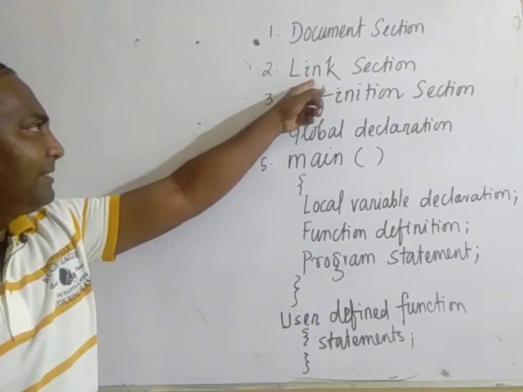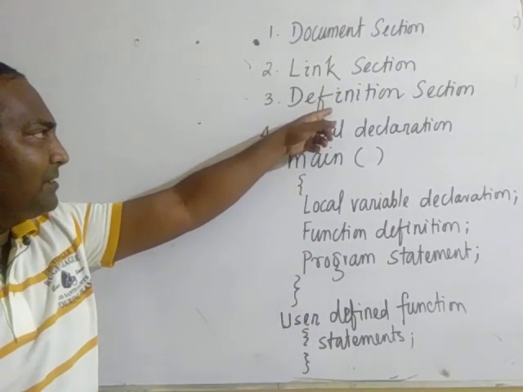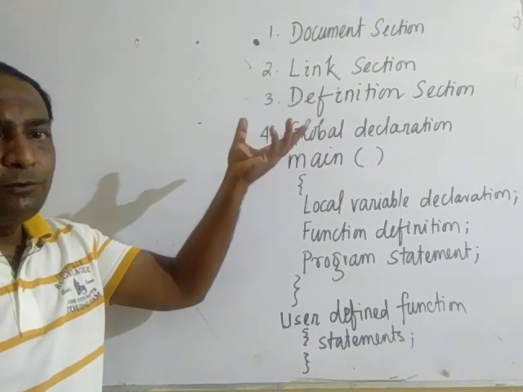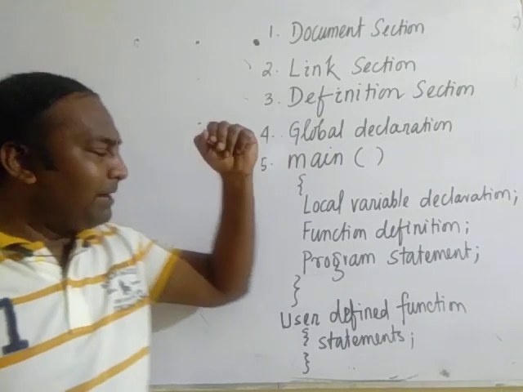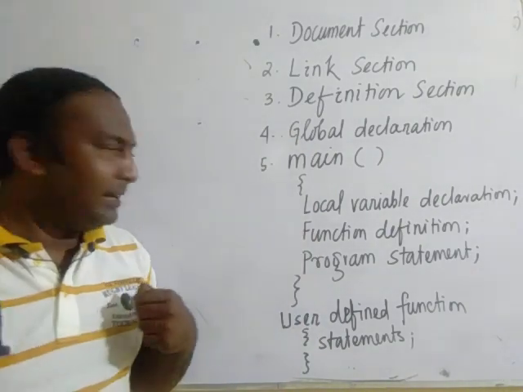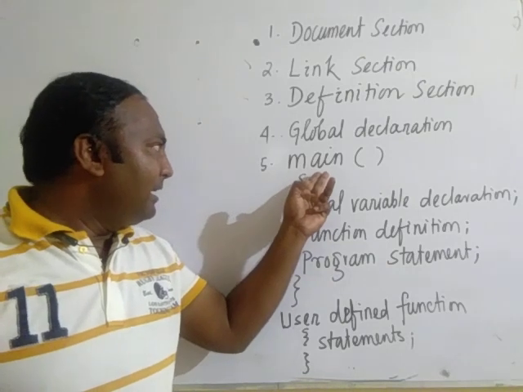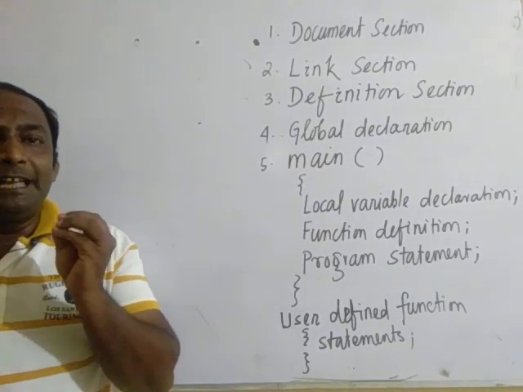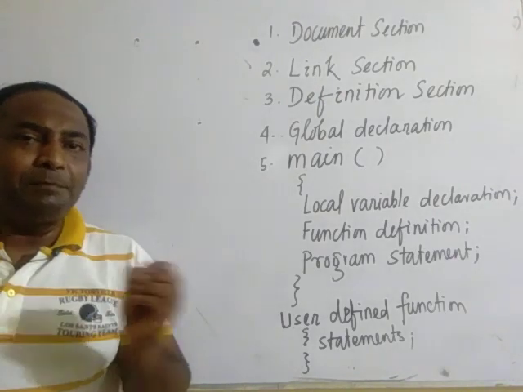Linking section, we can link the different types of header files here. Definition section, we can define some variables which will be globally available to all the program. Global variable declaration, the variables which are declared outside the main function, those are global variable declaration. The main function, another part, the most important part: every C program has some statements or instructions.